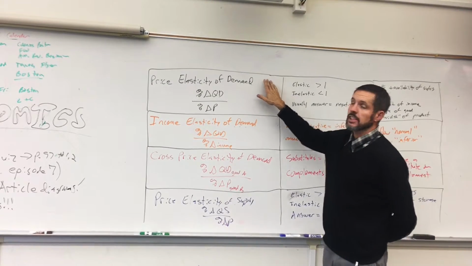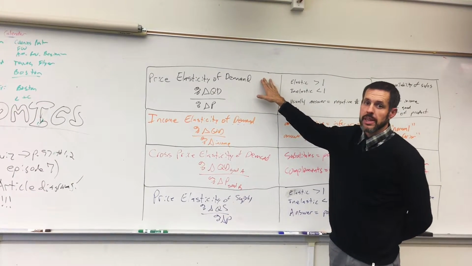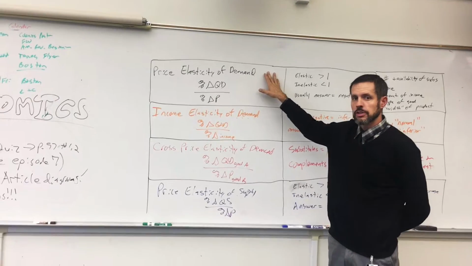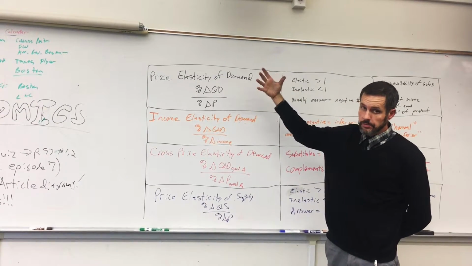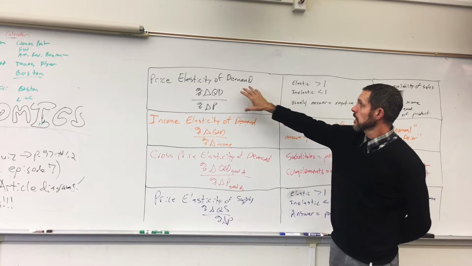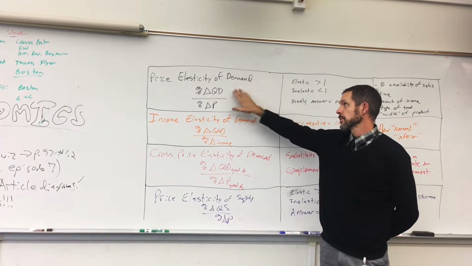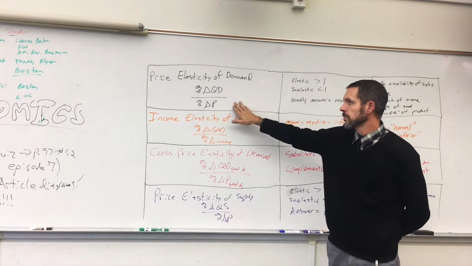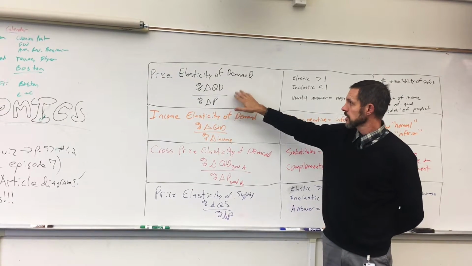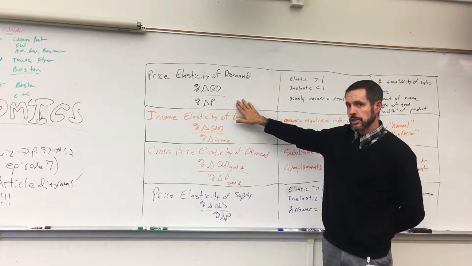Right? So price elasticity of demand is measuring how much quantity demanded changes when there's a change in price. The formula that we can use, because you can get actual numbers, to determine the elasticity is percent change quantity demanded over percent change price. In a sense, how much is quantity demanded changing when price changes?